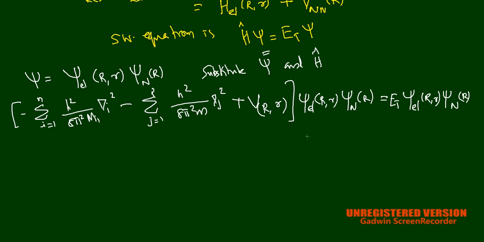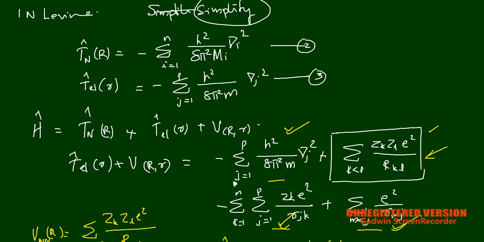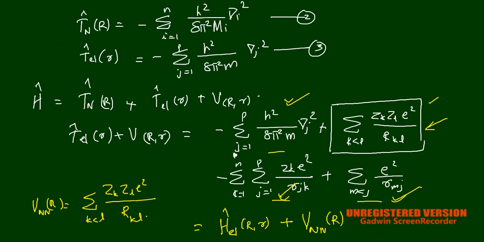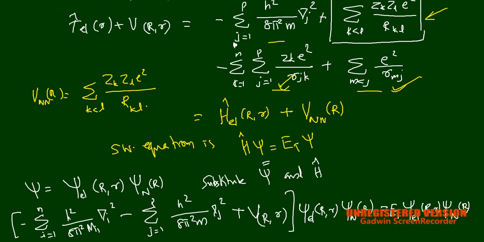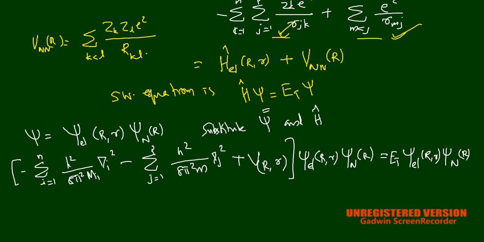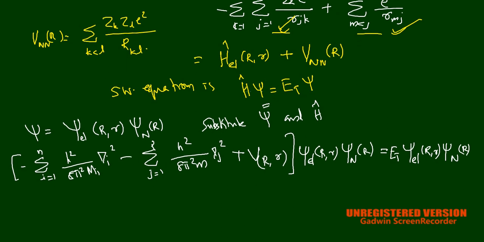So let me put some number for this equation. What was the last number? Okay, 1, 2, 3. Then we have this equation, let me put this as equation number 4. Then this is equation number 5.